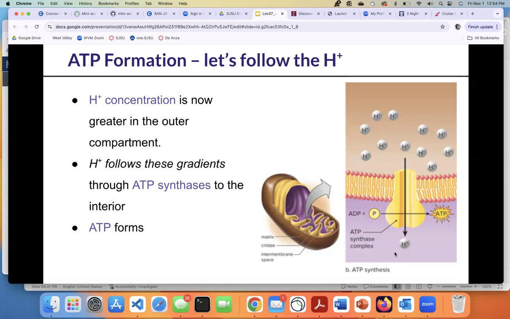Muscle contraction, standing, digestion, synthesizing different bonds. That ATP is used a lot in our cell for a bunch of different things. But where do we get that ATP from? It's from this whole process right here that I've been showing you.